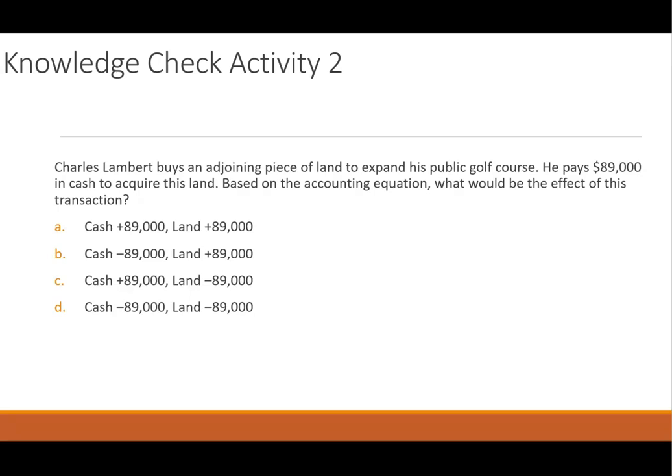How about this one, guys? Charles Lambert buys an adjoining piece of land to expand his public golf course. He pays $89,000 in cash to acquire this land. Based on the accounting equation, what would be the effect of this transaction?